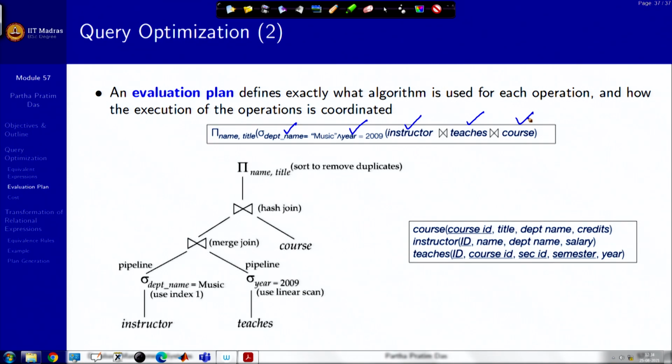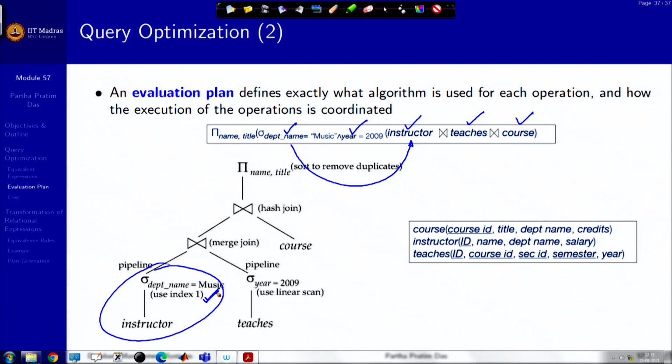Now, how can this get optimized? As we had noticed earlier, department is specific to the instructor. So, instead of doing the join and then taking out tuples which have department as music, we can take only those instructors who belong to the music department. So, we do it here. We first take out the instructors with the music department.